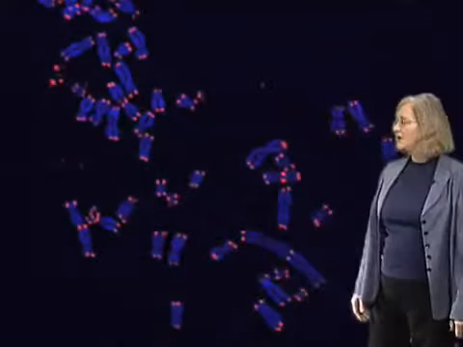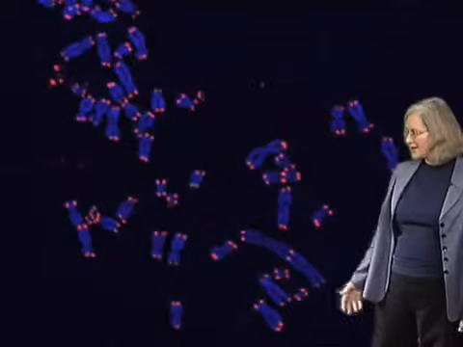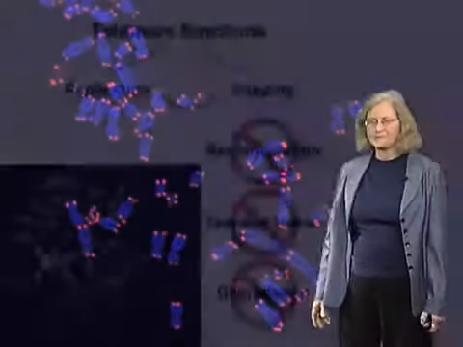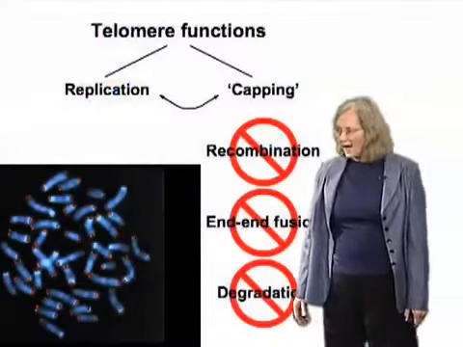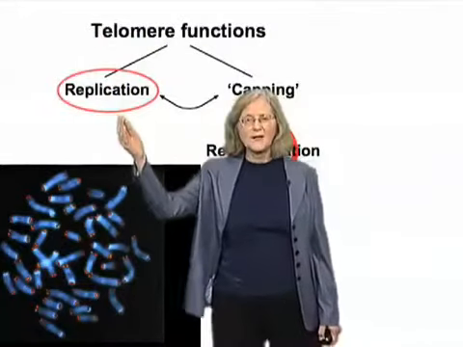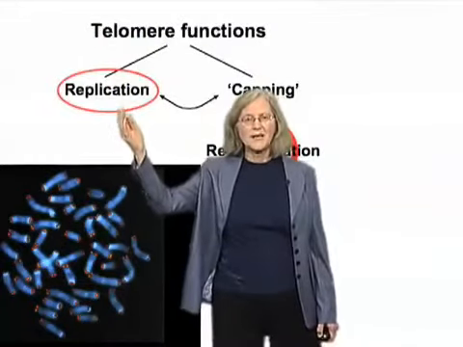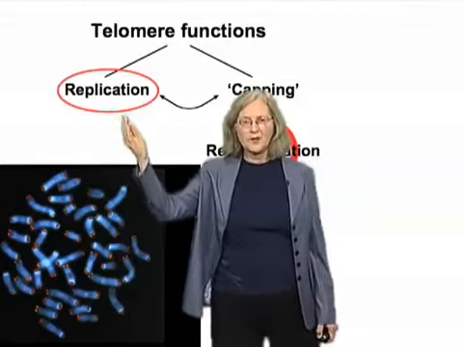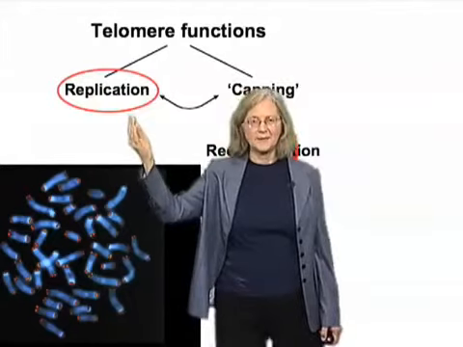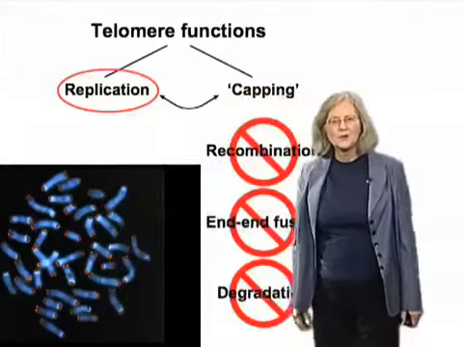Here's another example of such an end-to-end fused chromosome. This kind of change can happen if you disrupt the telomeric integrity by, for example, disrupting the binding of proteins. The other kind of function, it's related, but we can distinguish it. The other kind of function of telomeres is that they have to allow for the complete replication of the telomeric DNA. So what's the issue here?